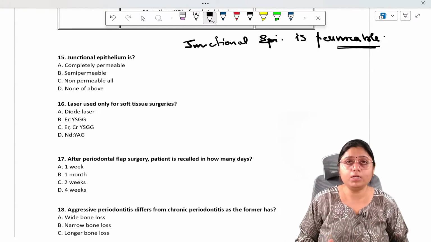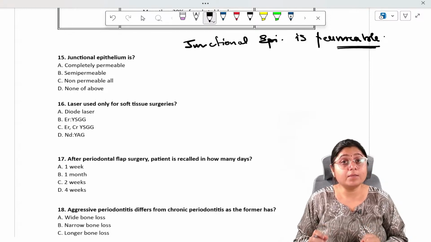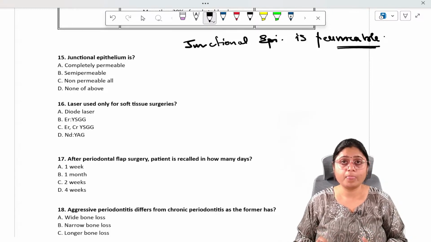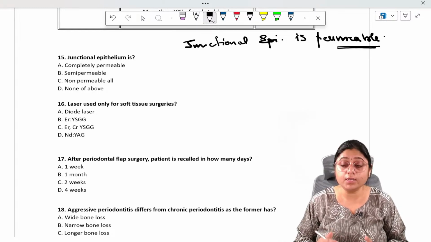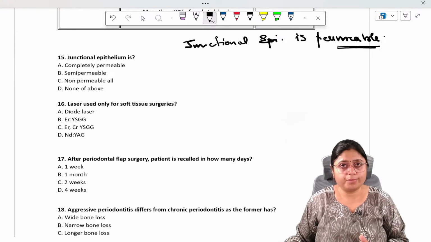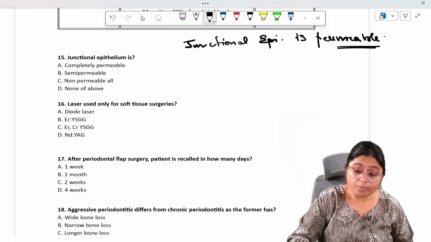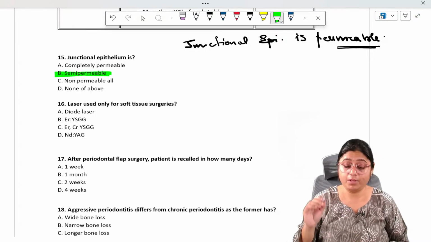It is not completely permeable. It is a semi-permeable membrane. It allows passage of certain substances only. It will not allow passage of bacteria. It will not allow passage of molecules larger than 100 kilodaltons, right? So it is a semi-permeable membrane. The answer to this question is semi-permeable membrane.